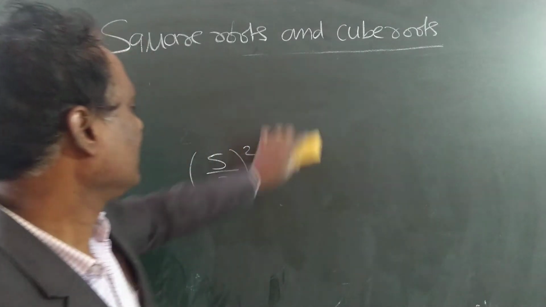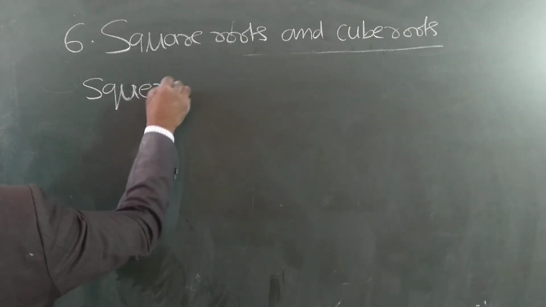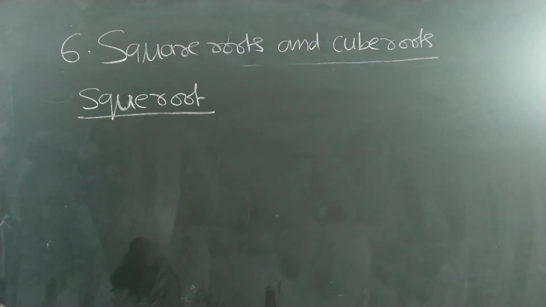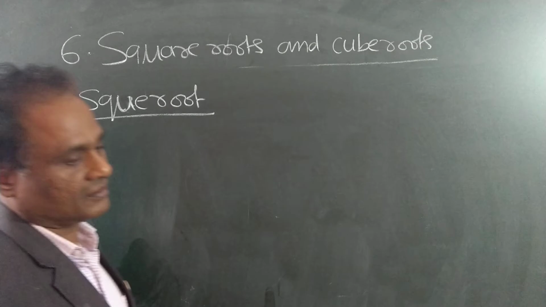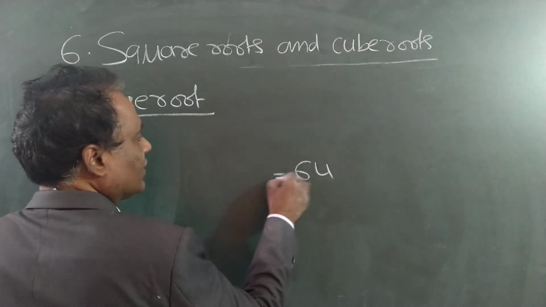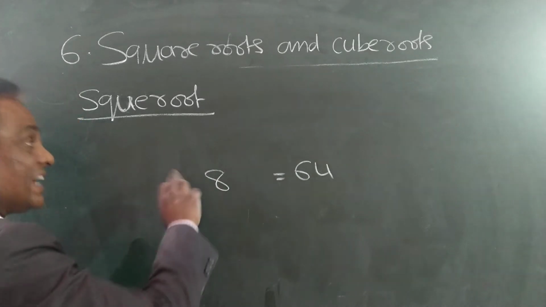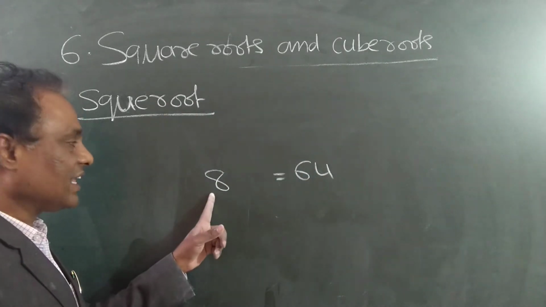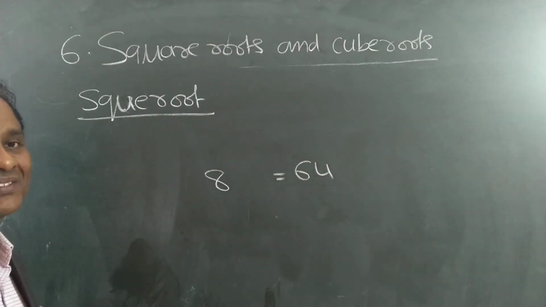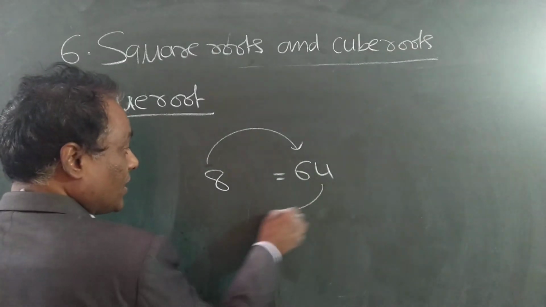Next point, a small definition, then we start the exercise. Square root. See, 64 is given. 64 is the square of which number? 8. 8 square is 8 into 8, 64. If 8 is given, 8 into 8, we can get 64, it is easy. But if 64 is given, we have to get 8.